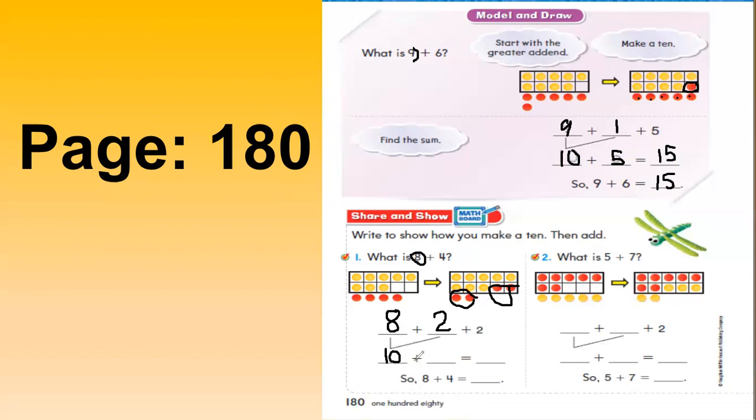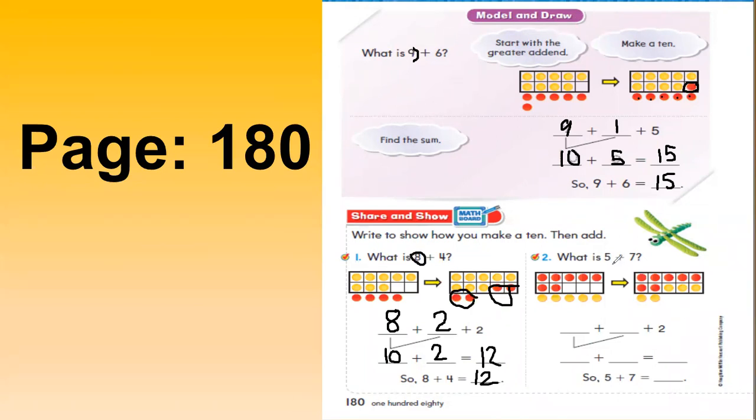Now look, when you have this line, that gives you 10. Plus, don't forget the remaining here. You have 2. So 10 plus 2 equal to 12. So 8 plus 4 equal 12. Yes, very good, girls.